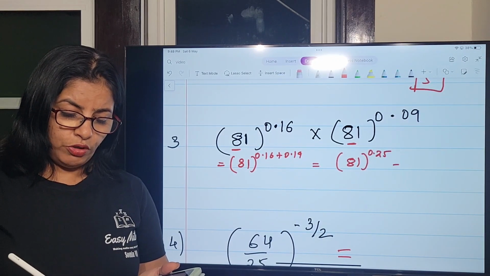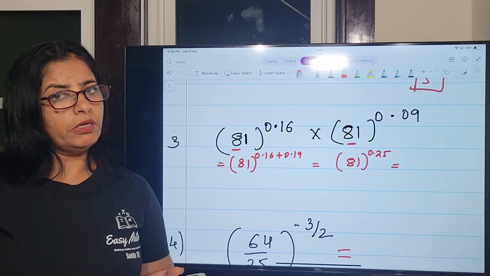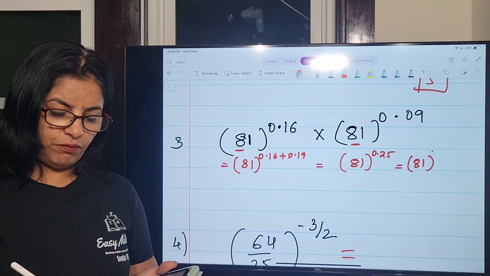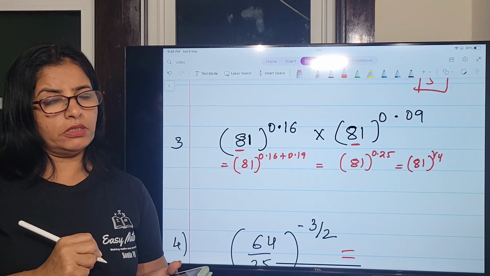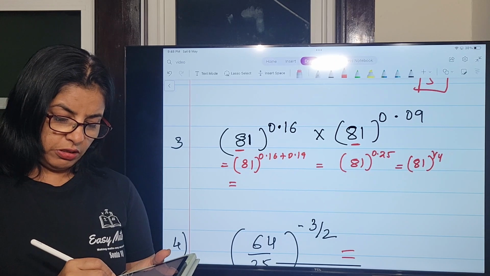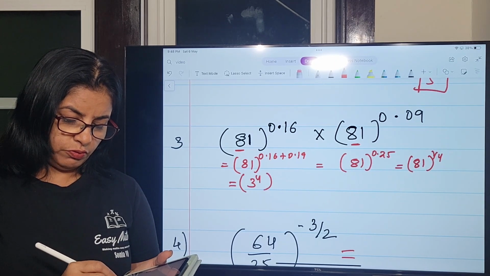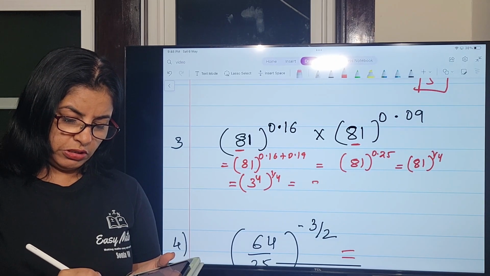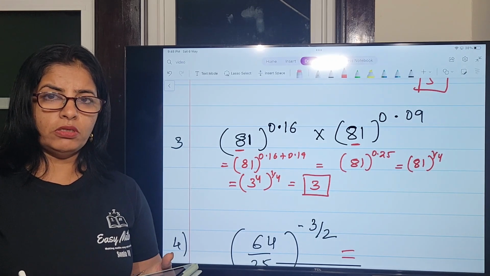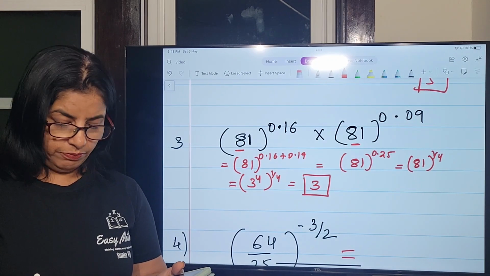Now this 0.25 can be written as 1 by 4. So 81 to the power 1 by 4. Now my work starts. 81 is what? It is 3 to the power 4. So I write 3 to the power 4, to the power 1 upon 4, that is 3. That's your answer. So this complicated question of decimal solves out to be 3.